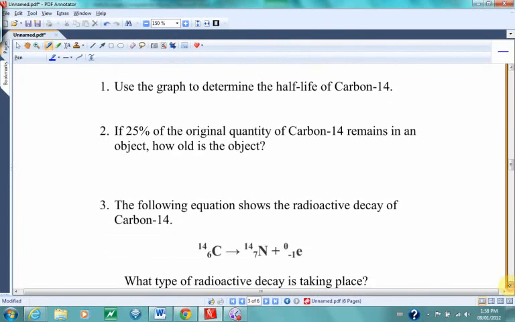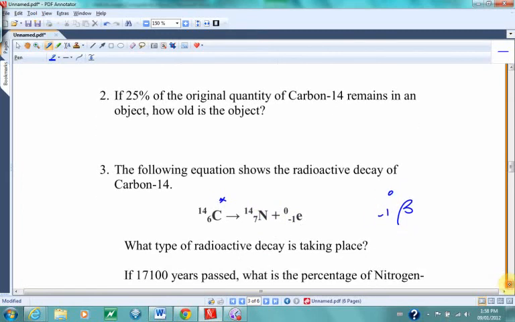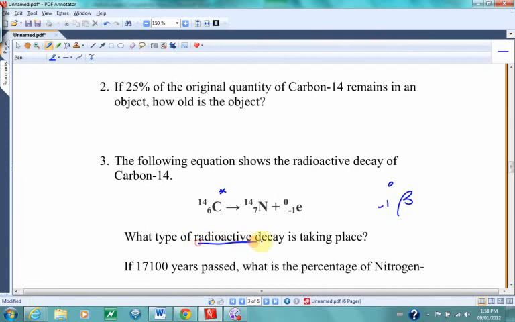So, looking at this, Mr. Batante told you this last class, that carbon-14, radioactive, decays into nitrogen-14 and a beta particle. So, what kind of radioactive decay is taking place? I think we already said that. Beta decay.